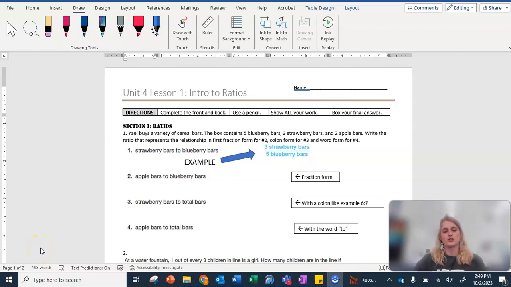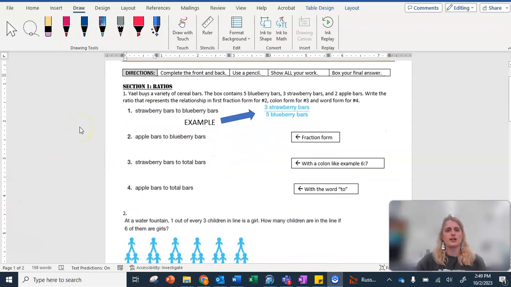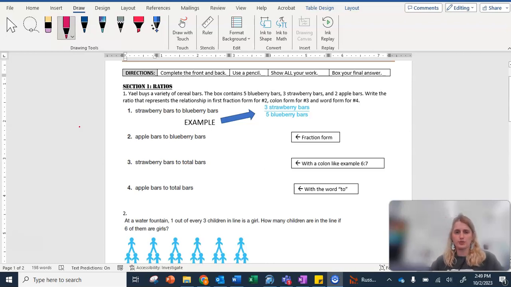Alright, so in the front we have ratios, in the back we have review. So, the first problem says Yael buys a variety of cereal bars. The box contains 5 blueberry bars, 3 strawberry bars, and 2 apple bars. Write the ratio that represents the relationship in fraction form for number 2, colon form for number 3, and word form for number 4.